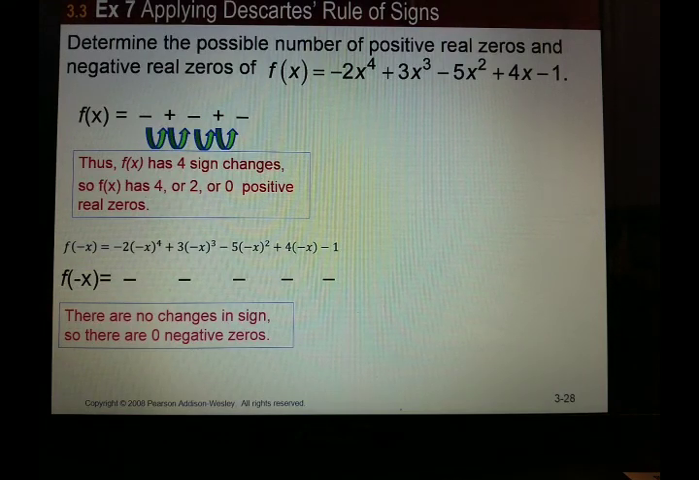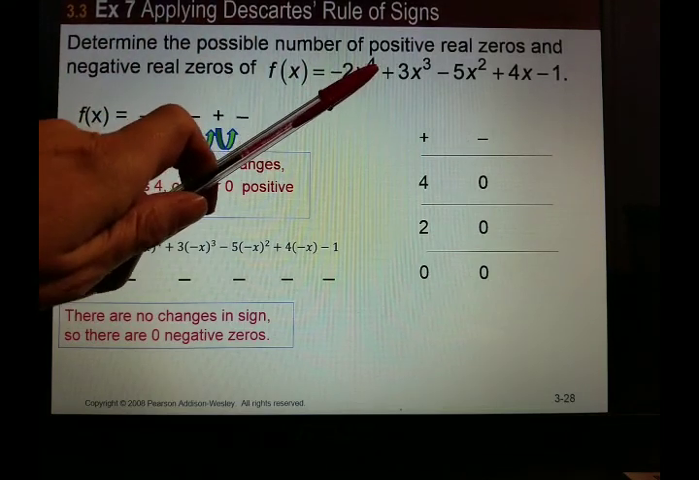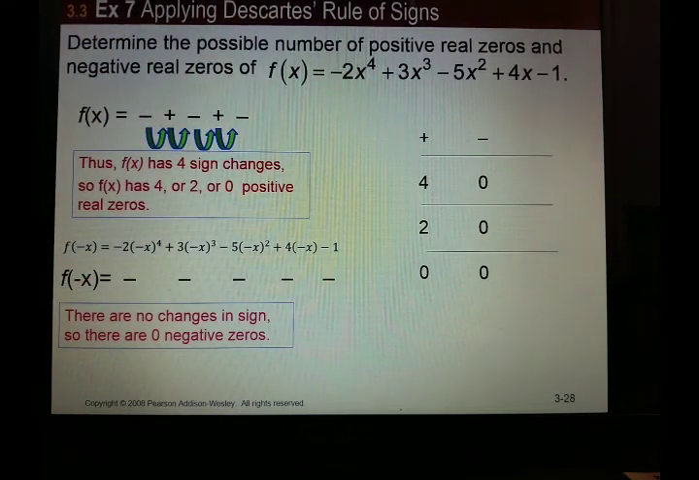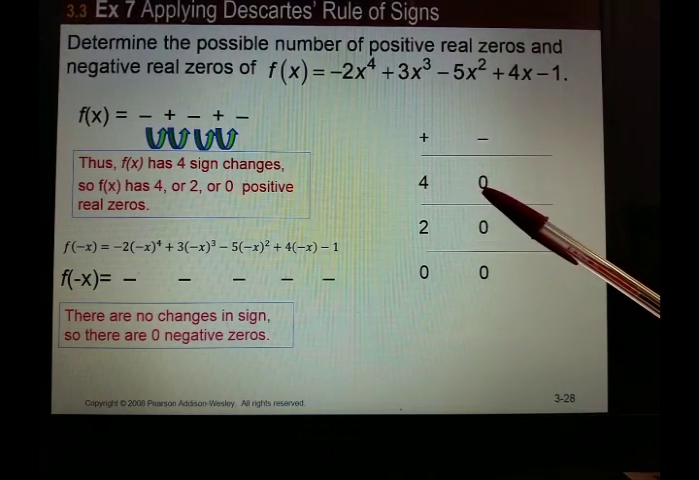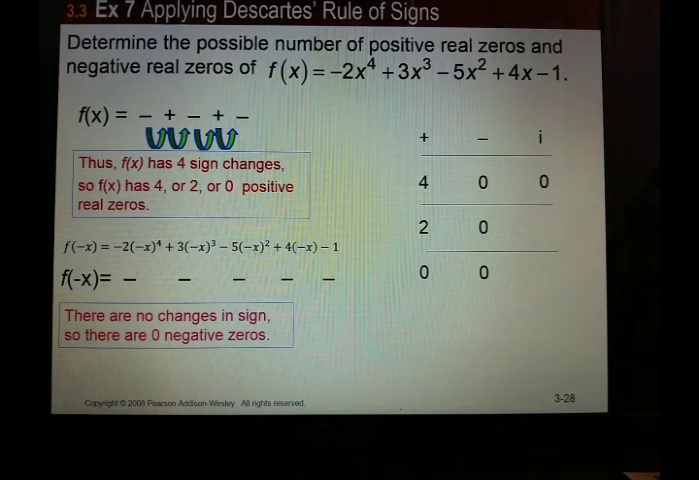Now, do you see why I like to say the word roots here instead of zeros? I just think it gets a little confusing when I say there are 0 negative zeros. There are 0 negative roots. I like that better. All right, so my number of positive roots, there was either 4, 2, or 0. My number of negative roots was only 0. See, the degree of the polynomial is 4, so I know I should have 4 total roots. So, in this first case, 4 positives, 0 negatives, that's already a total of 4. That would leave me with no complex roots there.